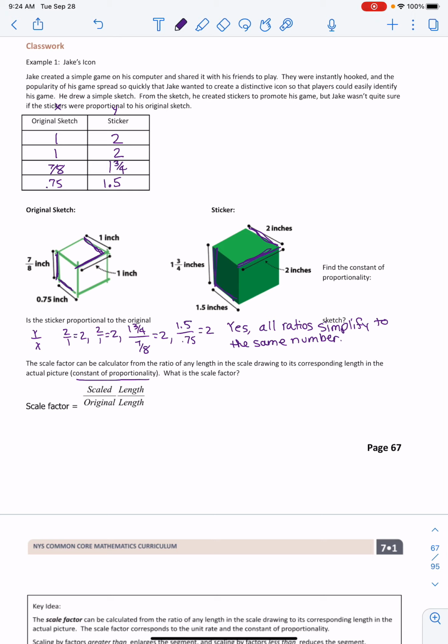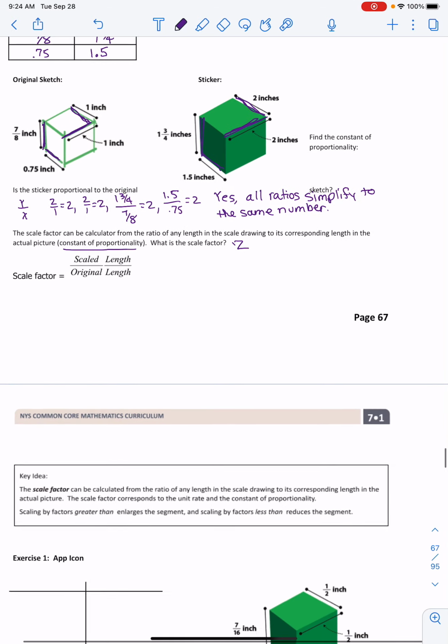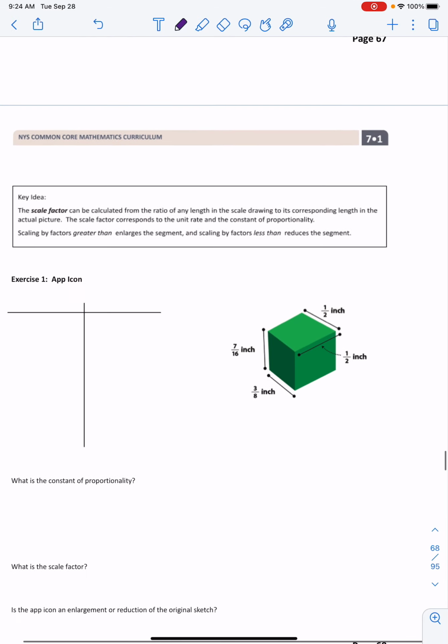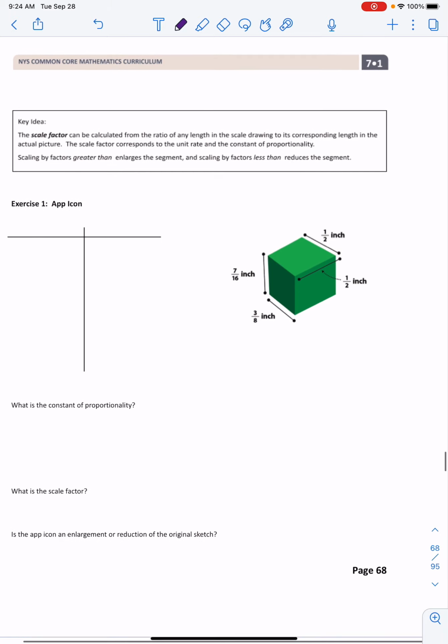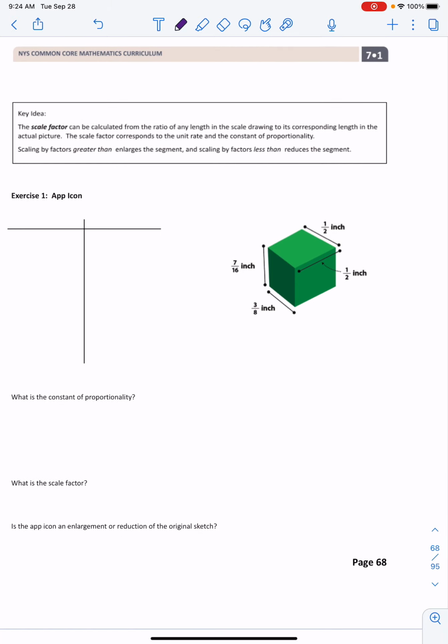So in this particular problem, it says, what is the scale factor? The scale factor is 2. Okay. So next, under our key ideas, it says the scale factor can be calculated from the ratio, and the scale factor corresponds to the unit rate and the constant of proportionality. So in other words, they are the same.